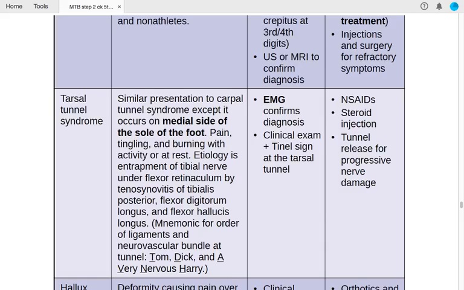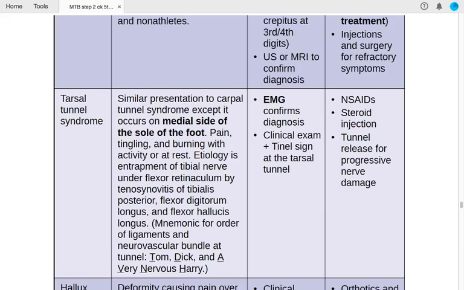And the mnemonic for the ordering of ligaments and neurovascular bundle is Tom, Dick, and a very nervous Harry. So Tom, Dick, and a very nervous Harry, right? See, T for Tom, tibial nerve. Then we have D for flexor digitorum longus, flexor hallucis longus, and a very nervous Harry: V, nervous, and then Harry.